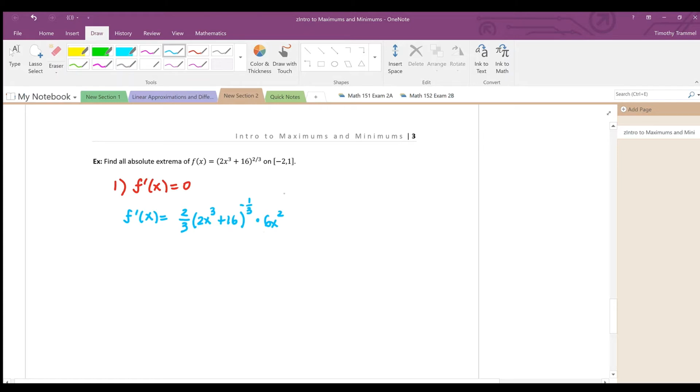And we could simplify this a little bit. We could rewrite this as what? 6x squared times 2. That's 12x squared. And then this is all over 3 times 2x cubed plus 16 to the 1/3, which you could even simplify a little bit more. 12 over 3, that's 4. So I have 4x squared all over the cube root of 2x cubed plus 16. I'm going to scoot this over a little bit.